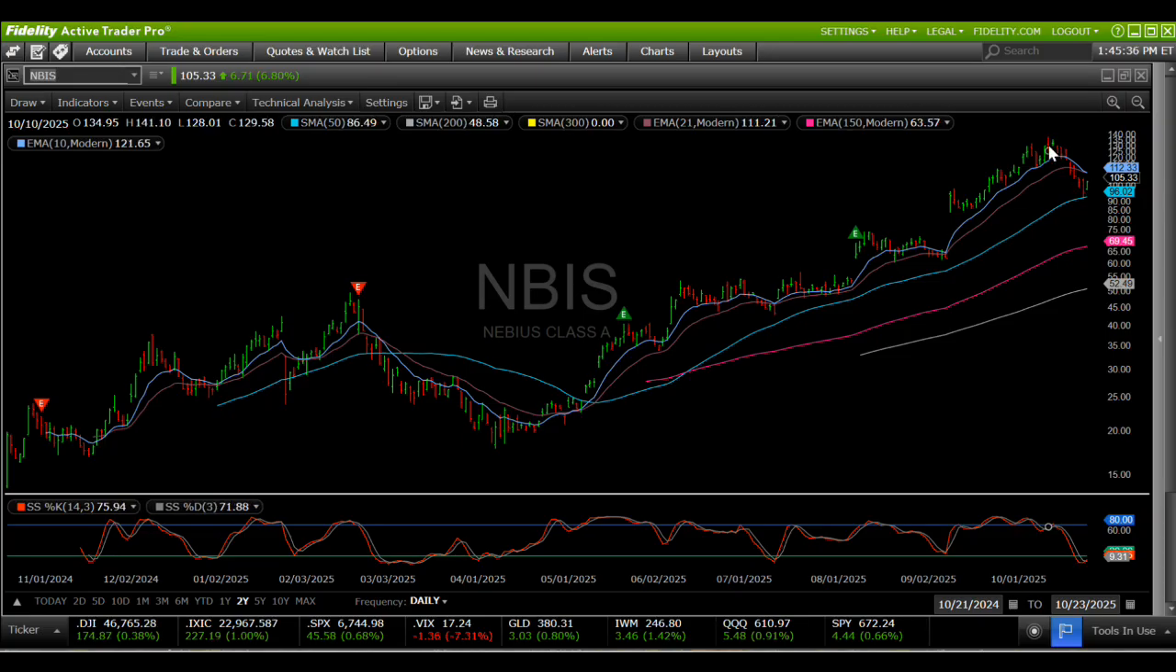So we were all the way up to 141. We're at 105 right now, and I'm thinking we should retest that 141 level and hopefully break through that. Stochastic is low. Looks like it's turning around. It's below 20. So if we get above 20, that should hopefully start to move.